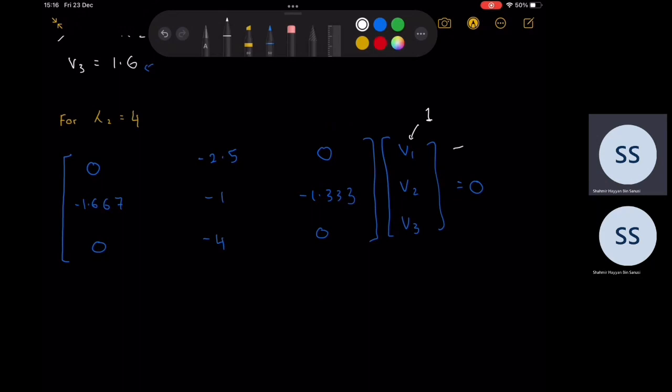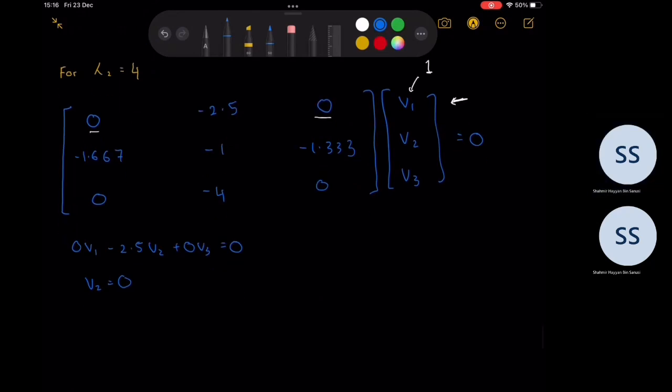So same thing, we use the first row. But things are a bit easier now because in the first row there will be no V1 and V3, because it's 0. Meaning 0 V1 minus 2.5 V2 plus 0 V3 equals 0. So V2 is equal to 0. Why? Because this will become 0 and this will become 0.